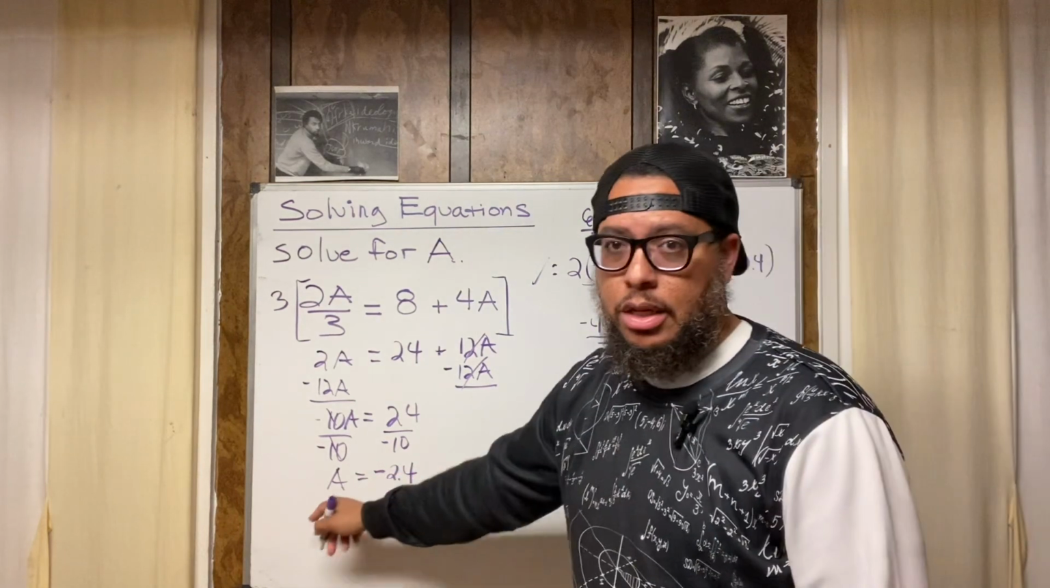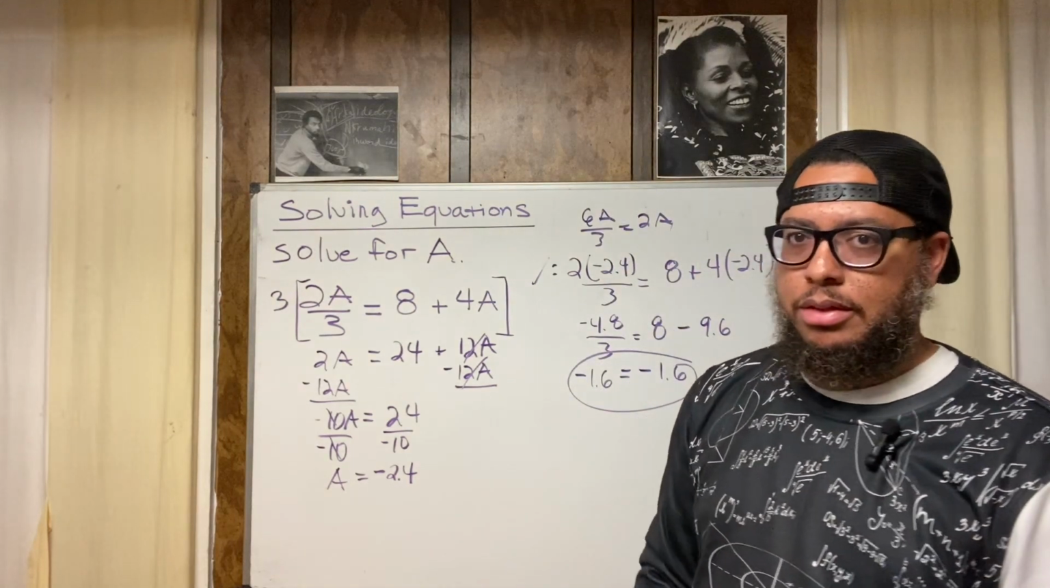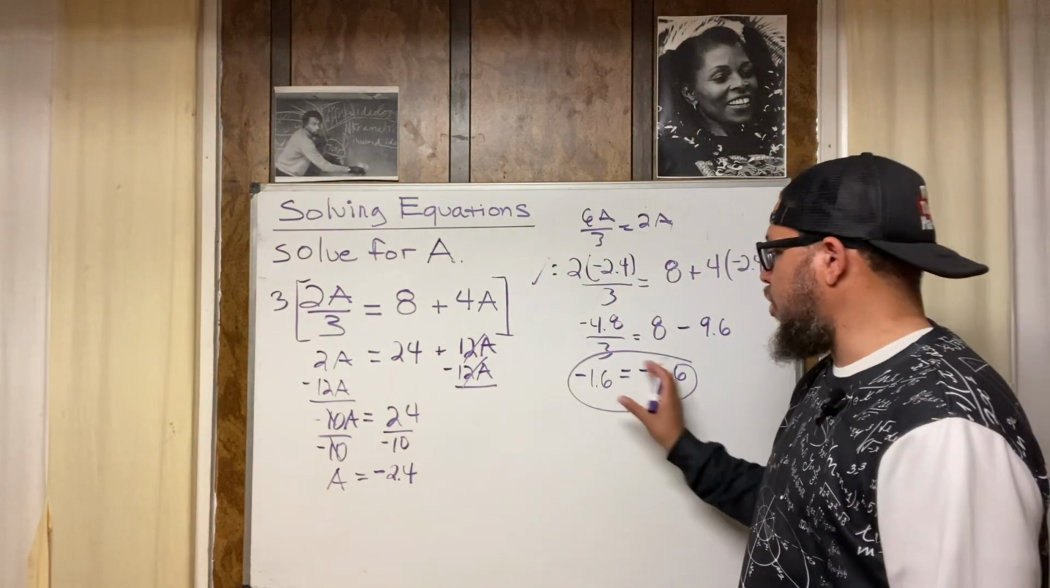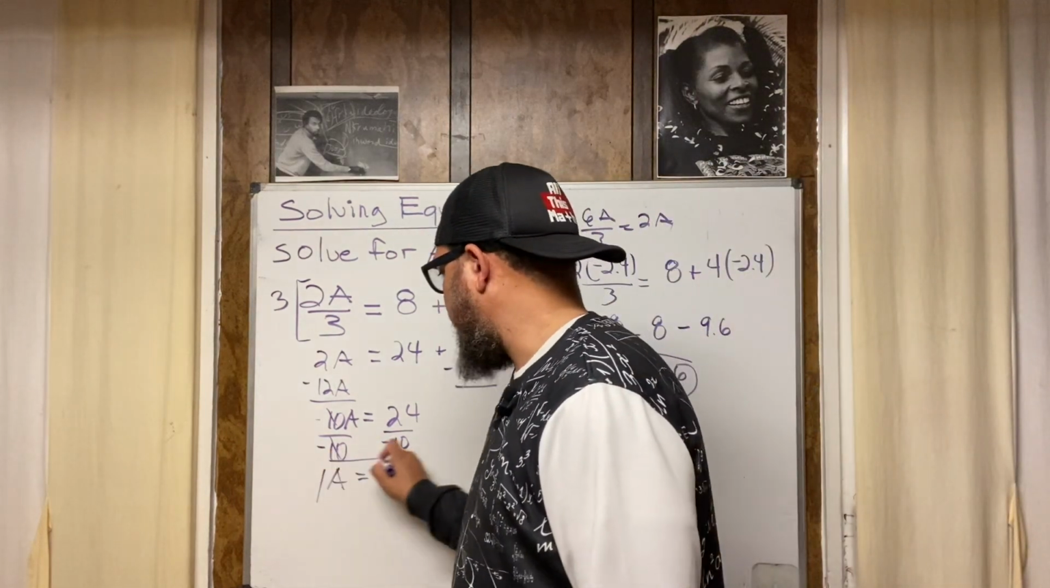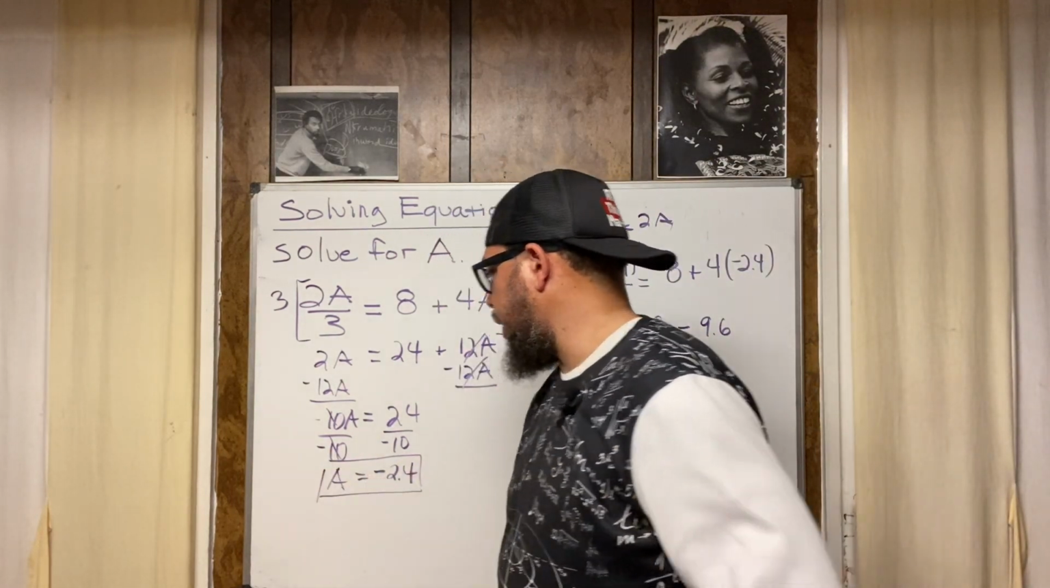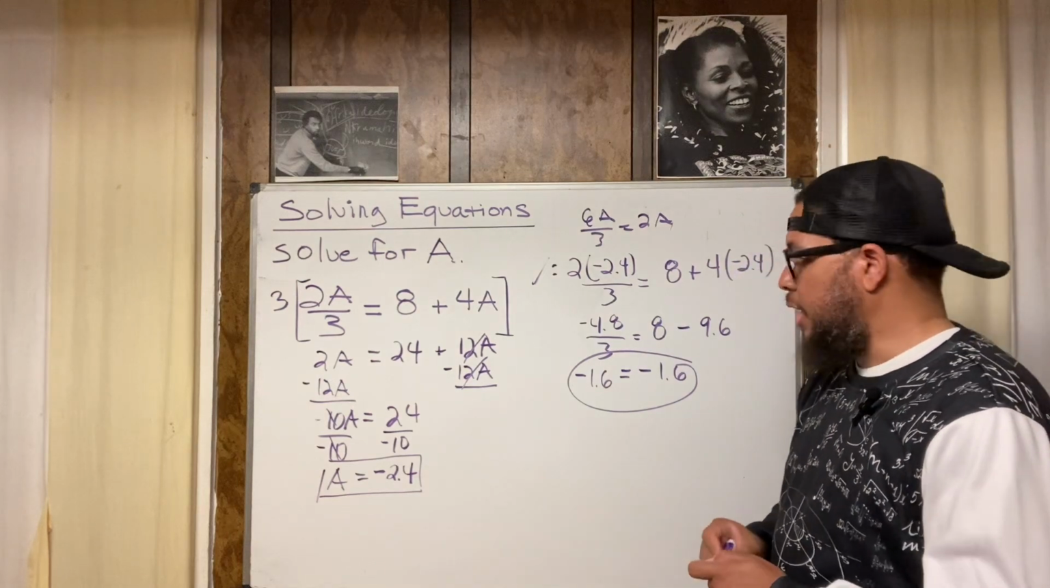So therefore, correct answers give us true statements. Incorrect answers give us falsehoods and lies, right? That's a true statement. So therefore, this is correct. A equals negative 2.4.